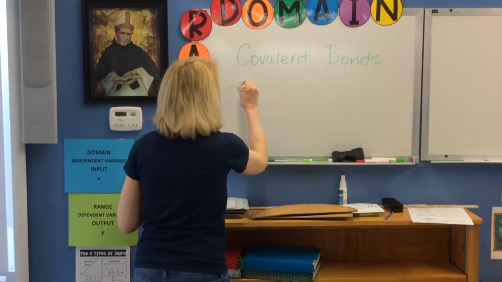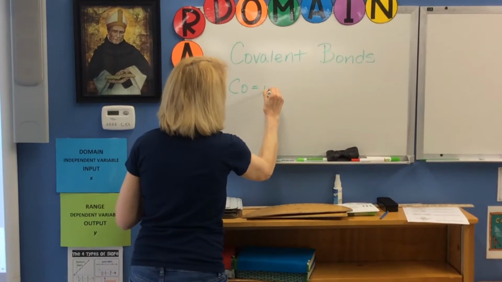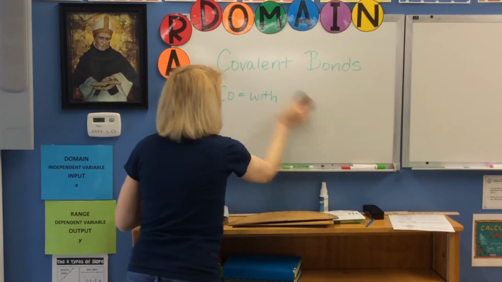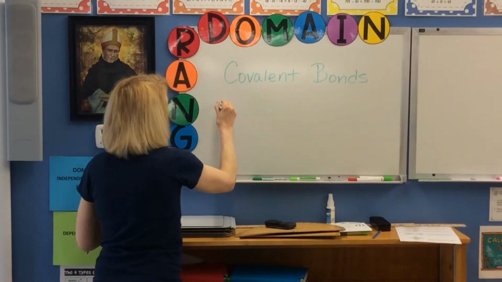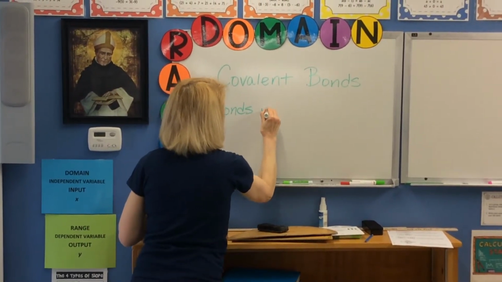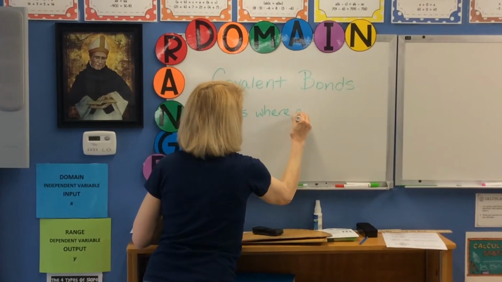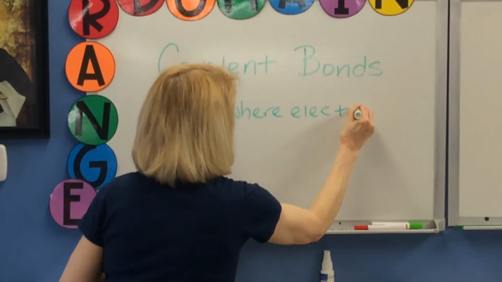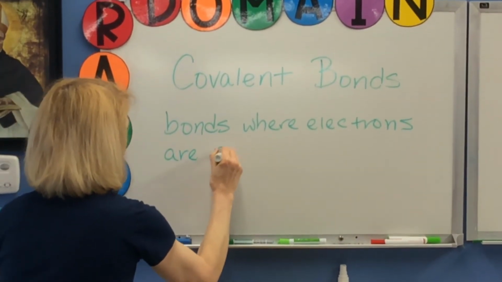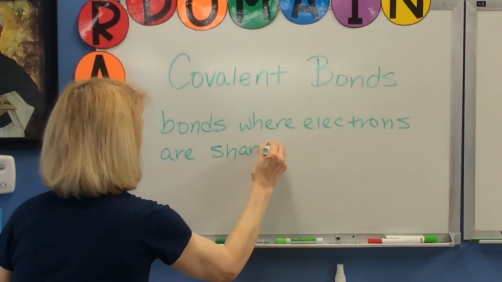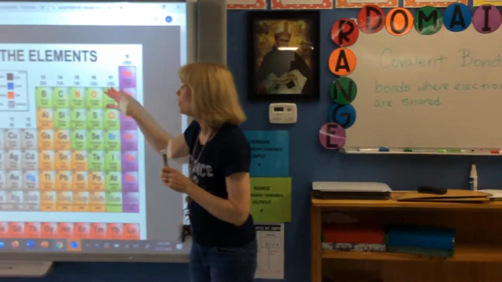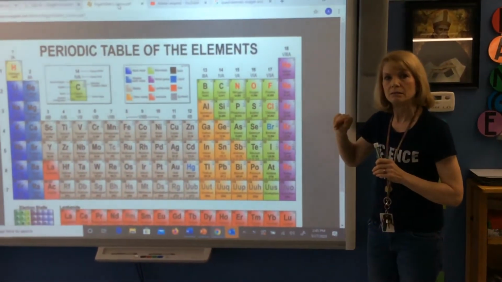Covalent, co means with. So a covalent bond is a bond where electrons are shared. Okay? Covalent bonds are formed between a nonmetal and a nonmetal.